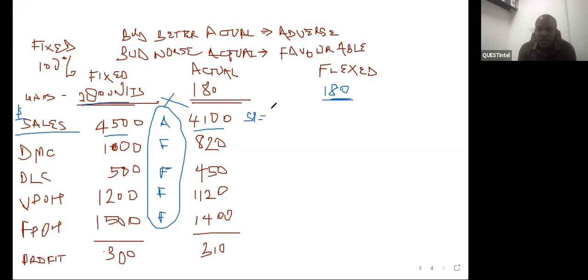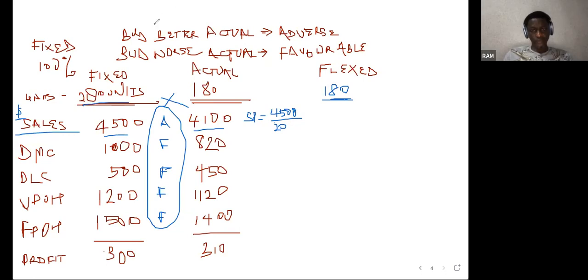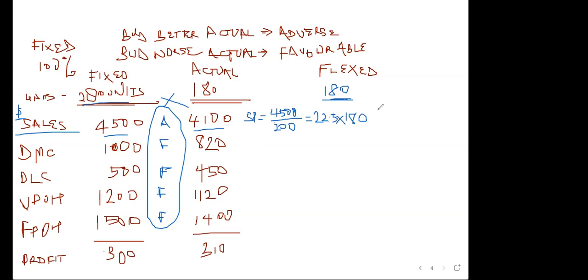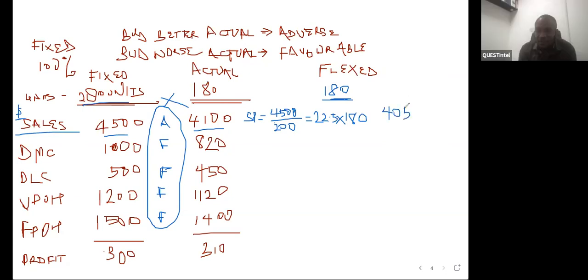2.5. So our total sales divided by the number of units will give us the selling price of one unit. 22.5, using the budget as the basis. So for 180 units, it will be 22.5 times 180, which is 4,050 naira.